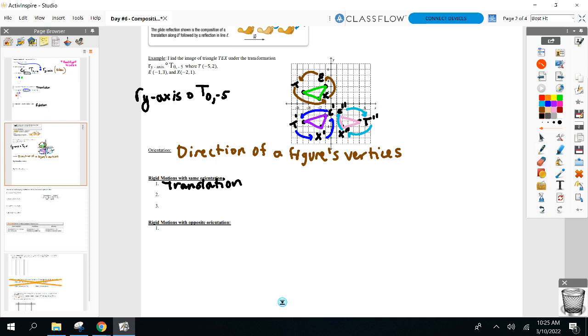We're not even going to talk about dilation because it's not a rigid motion. A dilation would change the size of a figure. Rigid motions do not. So you will not see the word dilation listed here. All right, two more we've talked about. Two more rigid motions which do not change size or shape.